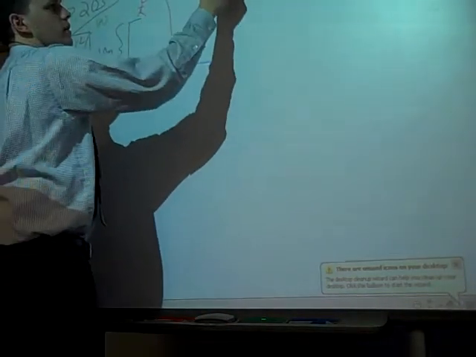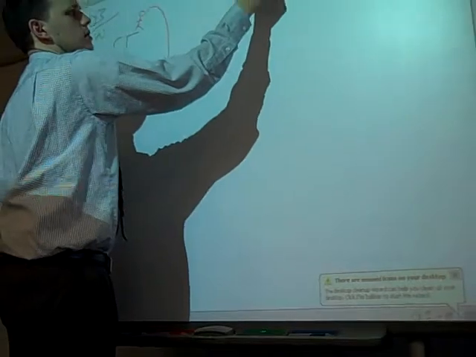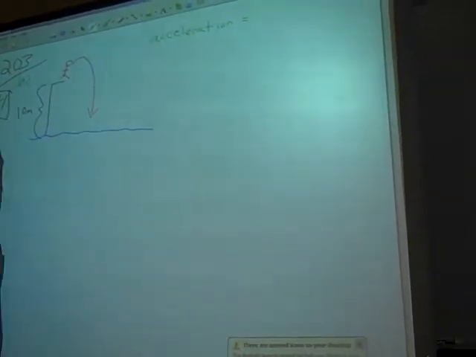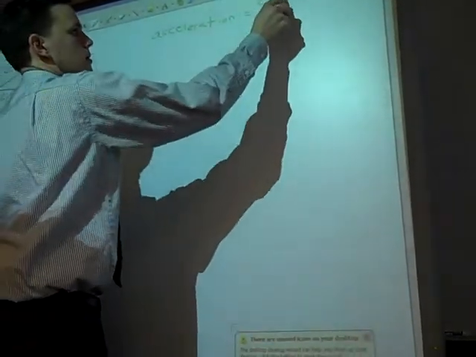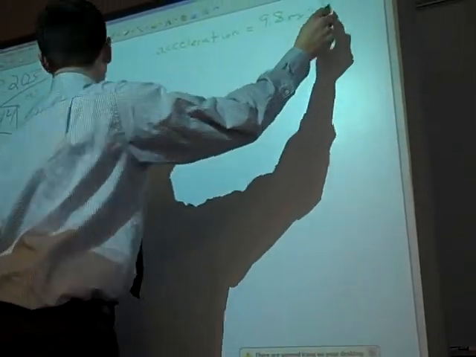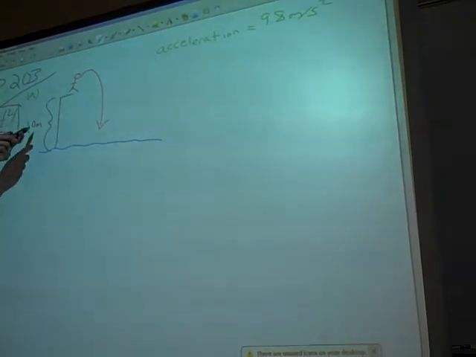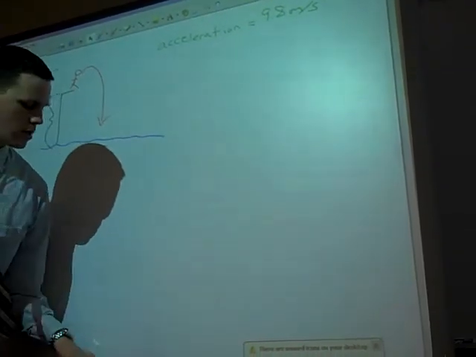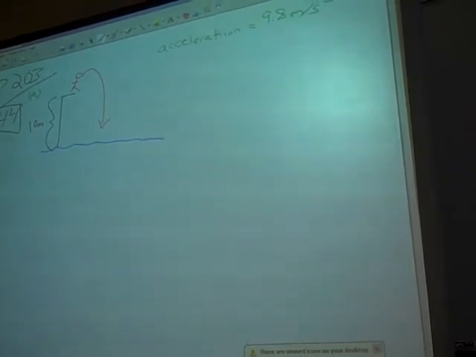We know that acceleration is equal to 9.8 meters per second squared. And we want to make sure our units are consistent. This is 10 meters, so that's 9.8 meters per second squared. So that's good. So how do we go from acceleration to velocity?